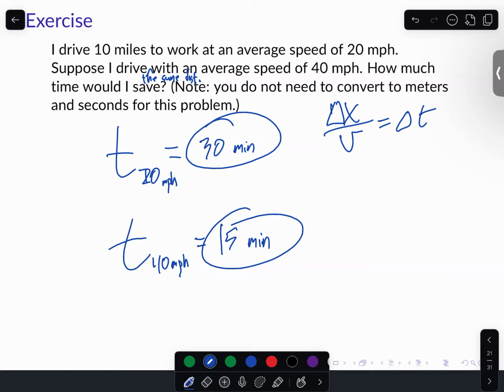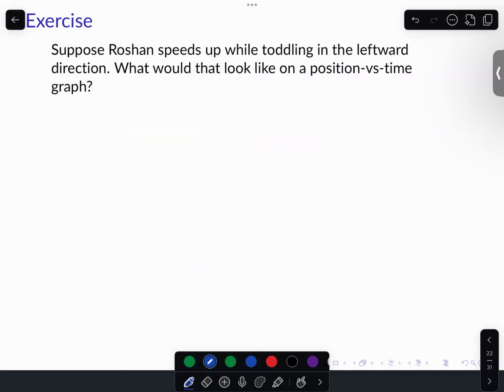Oh, okay, something else. Let me ask you this now. We're going to go to one last thing, a changing speed on a position graph. How do we see velocity or speed on a position graph? Slope. So what happens if I speed up on a position graph? Slope changes. It's not that it's steep.